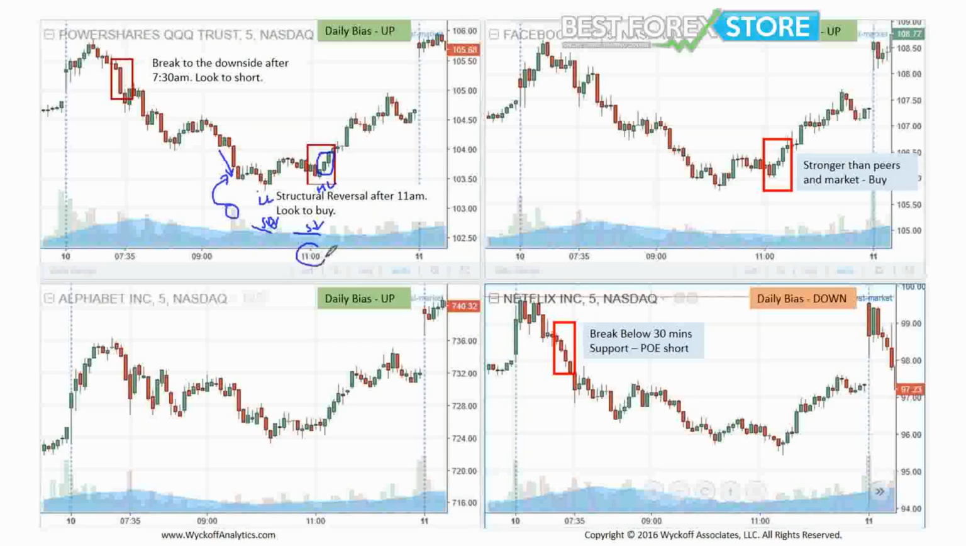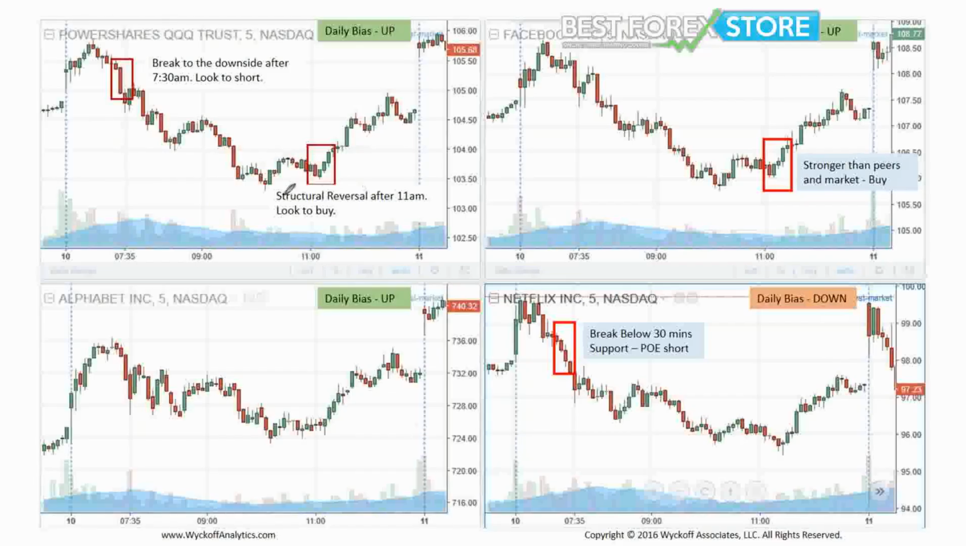And please note this happens around 11 a.m. Pacific. This is where the lunch session is done, and therefore you might expect either continuation of the previous move, or some kind of reversal in the opposite direction. So reversal is happening right here, and what would we be trading? We don't want to trade Netflix anymore because of the down bias.